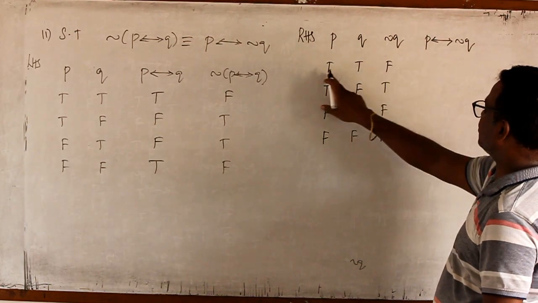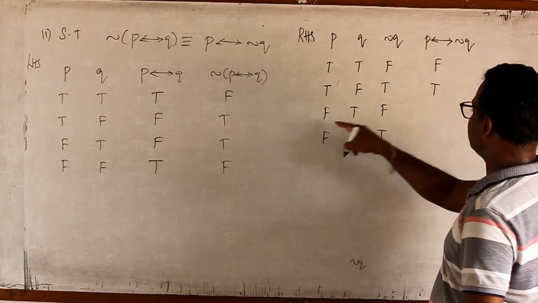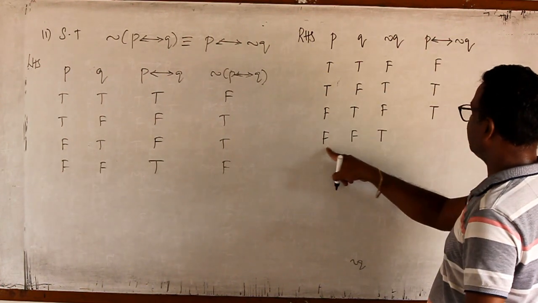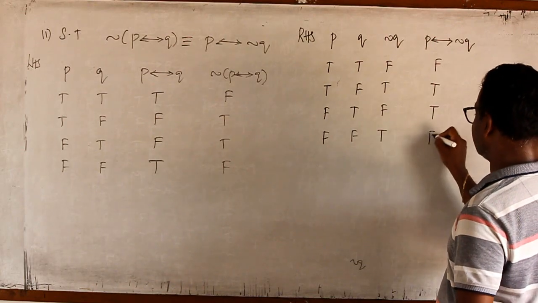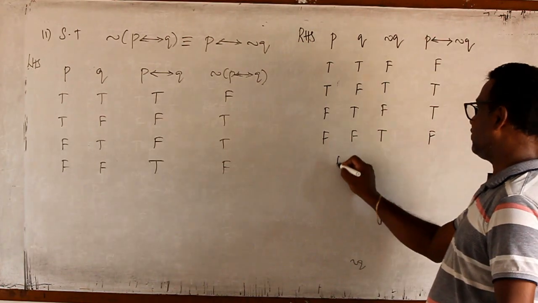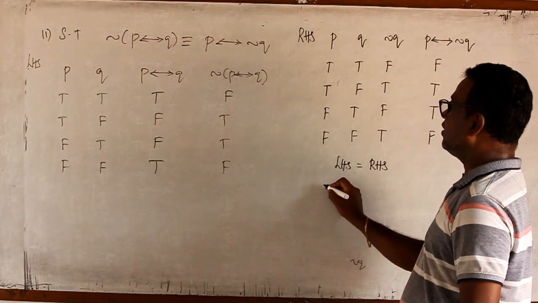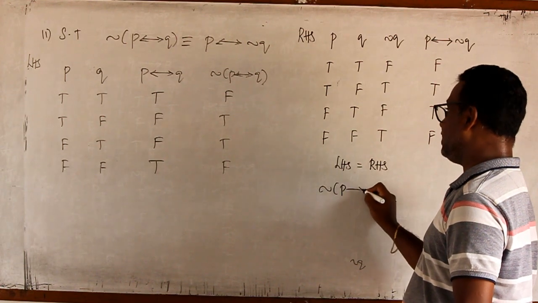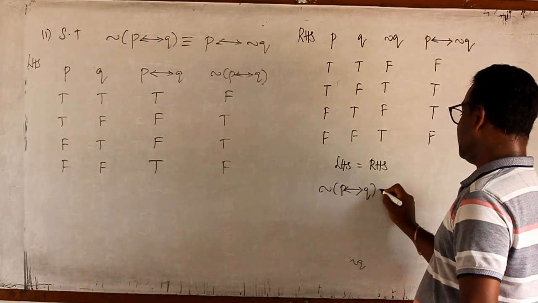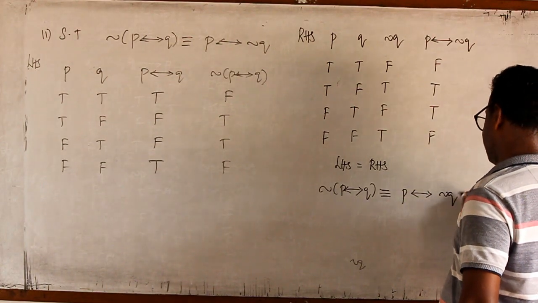Take T as plus, F as minus. I must multiply these two. Plus into minus, minus. Plus into plus, plus. Minus into minus, plus. Minus into plus, minus. So F, T, T, F. F, T, T, F. Are they equal? Therefore, left hand side equals right hand side. Therefore, negation of P if and only if Q is equivalent to P if and only if negation of Q.